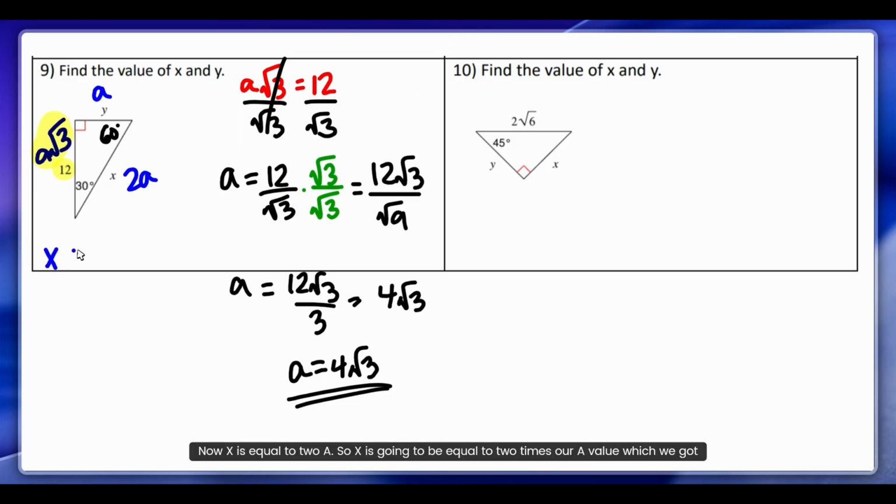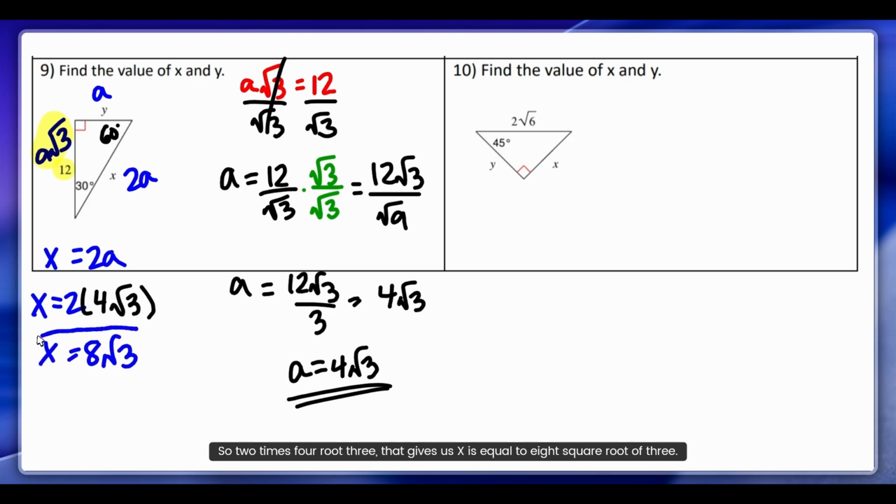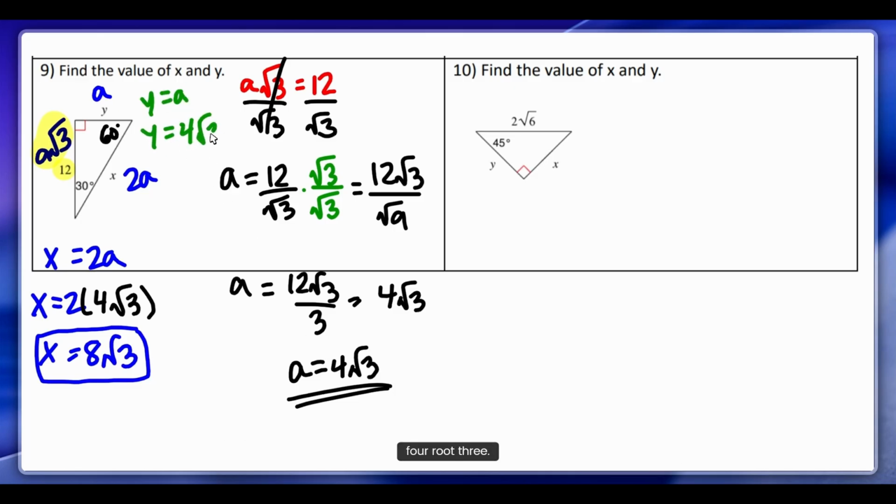Now, x is equal to 2a. So x is going to be equal to 2 times our a value, which we got as 4 root 3. So 2 times 4 root 3 gives us x is equal to 8 square root of 3. And our value for y, well, y is just equal to a. So y is just going to be equal to our 4 root 3. And there we have it.